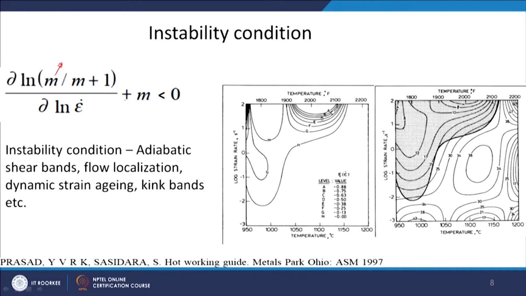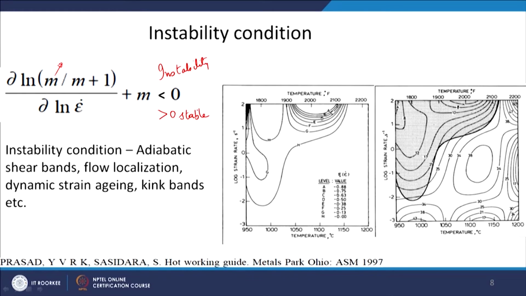So, you just have to take the logarithmic and the slope of that between m and m plus 1 as a function of epsilon dot, and this particular value, if it is less than 0, then there is an instability. So, this is an instability criterion. If it is more than 0, then I am in the stable region.